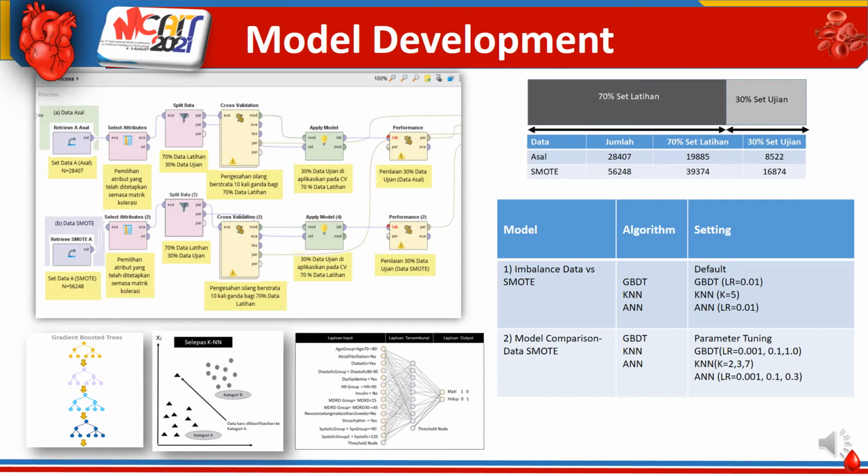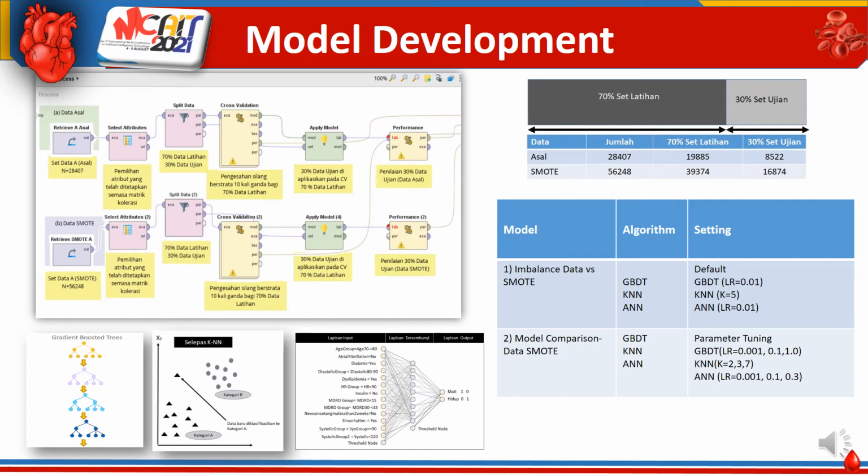Model development. Data is divided into 70% training and 30% testing. The 70% training uses 10-fold cross validation as estimator. The 30% test is applied on the 70% training data.